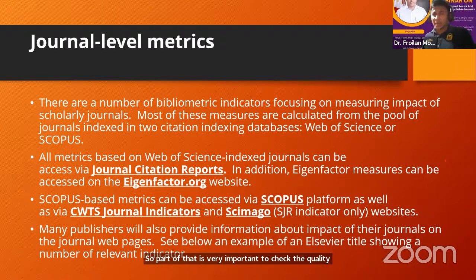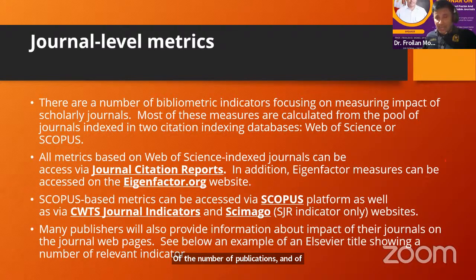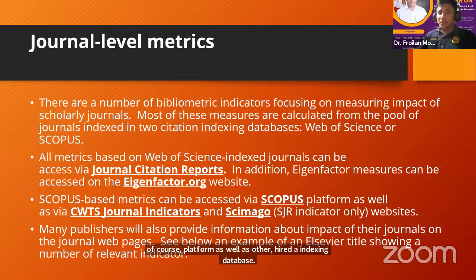So part of that, it's very important to check the quality of the paper. We are talking here about quality versus quantity of publications. Of course, the number of publications can increase the number of citations, and it will give a good standard, because it will be patronized by a lot of authors from the global community. In addition, there are also Eigenfactor measures accessed through the website. A Scopus-based metric can be accessed on the Scopus platform, as well as other higher indexing databases. It has its own impact factor based on what I mentioned a while ago.